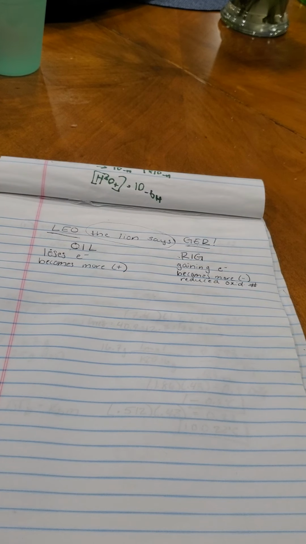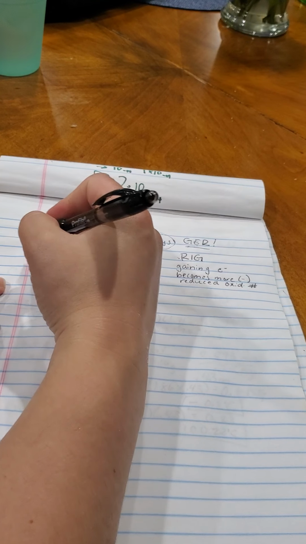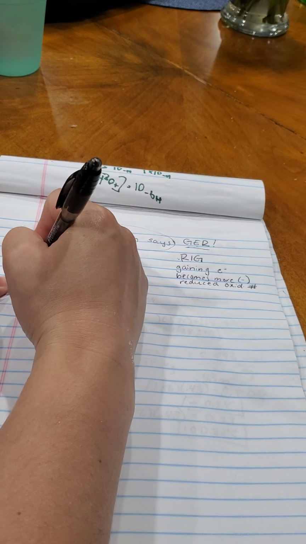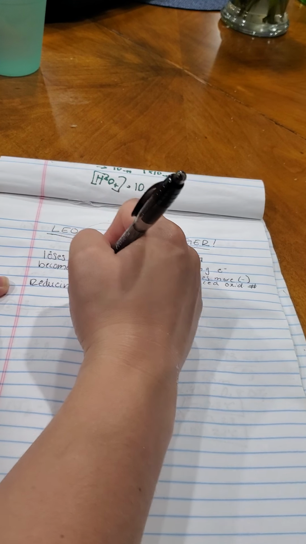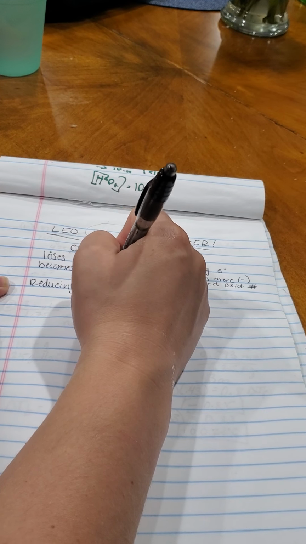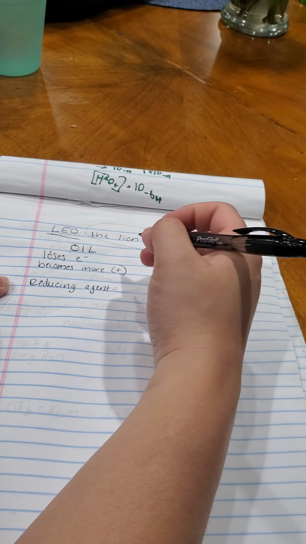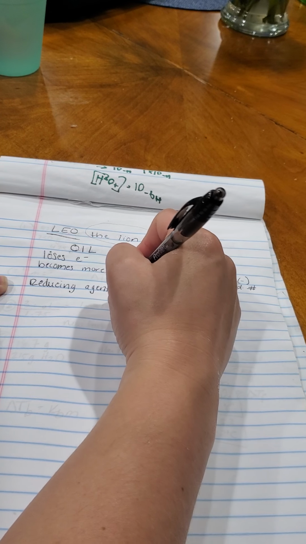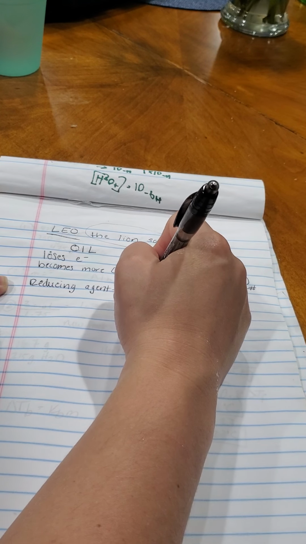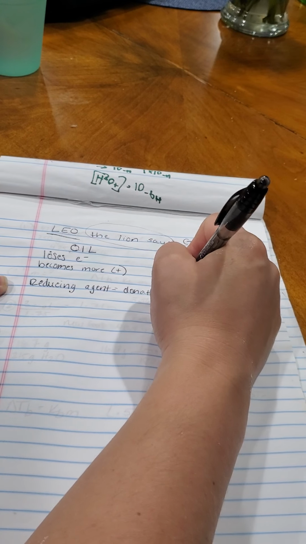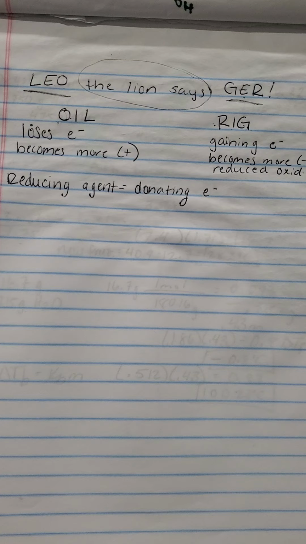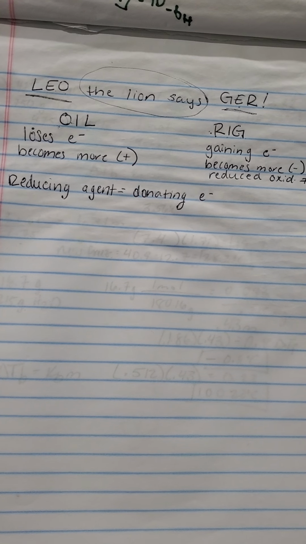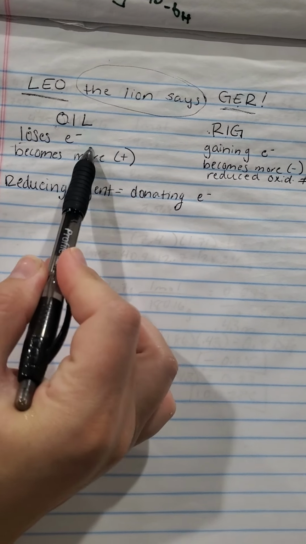The reducing agent is the one doing the reducing, so it's donating electrons. So I'll write it here for my visual people. Reducing agent equals the one that is donating electrons. So if you think of it this way, if you're donating electrons, you're losing your negativity, right? So that means we're losing electrons.